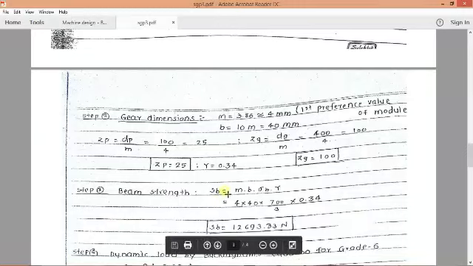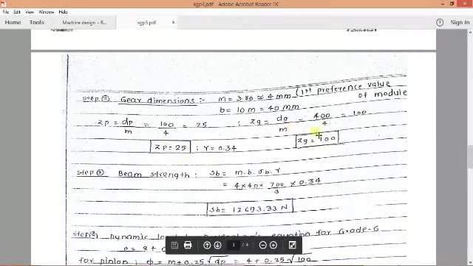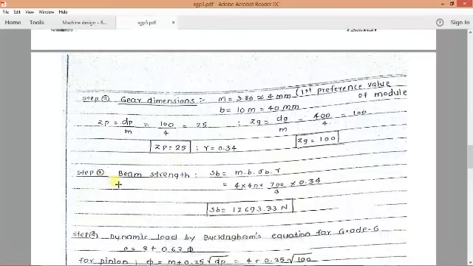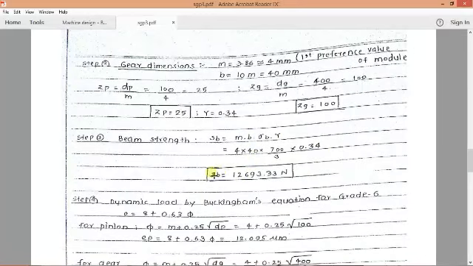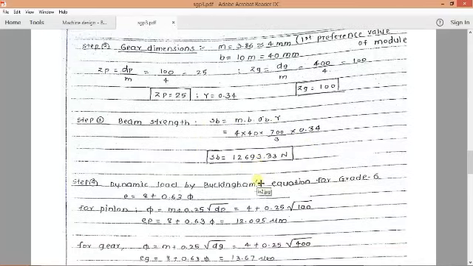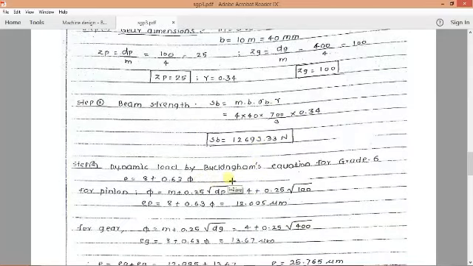So going for the equations, taking these values into account, now we have to calculate the beam strength. We have calculated M, we have B, and sigma B we already have, but now for the pinion of 25 teeth we have to calculate Y, which we take from the table. So putting this value, we are going to calculate the beam strength value. Then we get 12693.33 Newton.